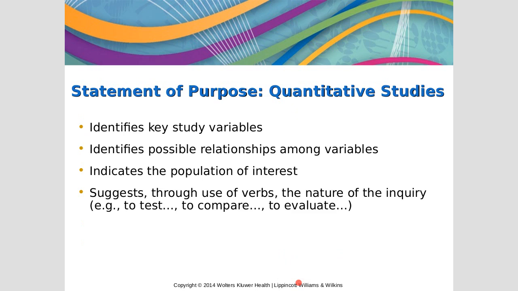The statement of purpose with quantitative studies identifies the key study variables. It identifies the possible relationships amongst the variables. It indicates the population of interest, and it suggests, through use of verbs, the nature of the inquiry. So, for example, the purpose of the study was to investigate the effectiveness of chilled and unchilled baby oil therapy for treating uremic pruritus in hemodialysis patients. So that's an example of a problem statement.